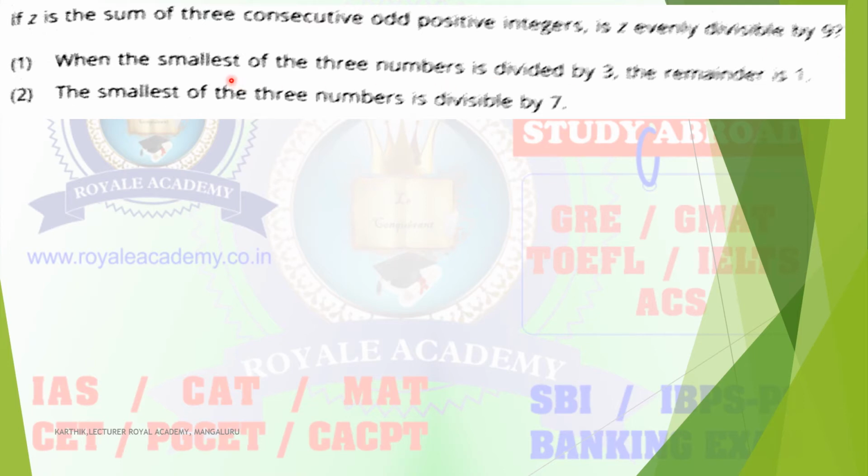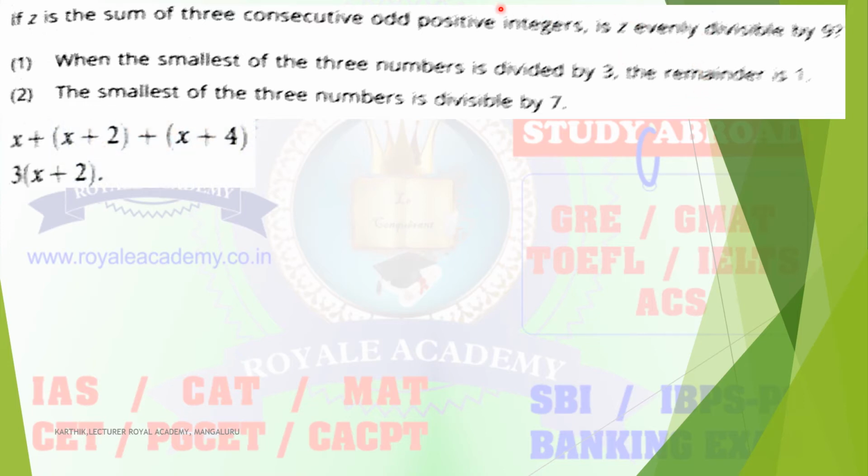So two statements are given. Statement 1: when the smallest of the three consecutive numbers is divided by 3, the remainder is 1. Statement 2: the smallest of the three numbers is divisible by 7. So from which statement can you answer the question? That you have to determine.